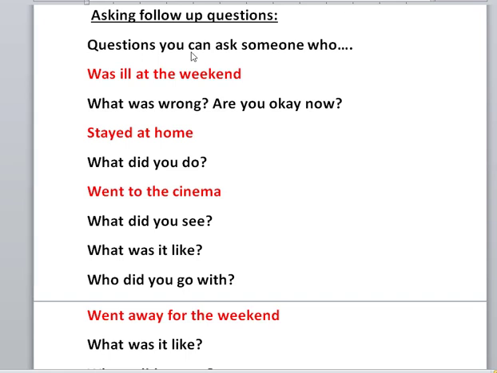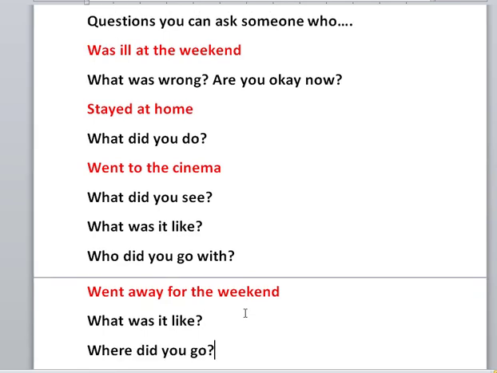Now we talk about asking follow-up questions. You can ask someone who was ill at the weekend: What was wrong? Are you okay now? Stayed at home: What did you do? Went to the cinema: What did you see? What was it like? Who did you go with?